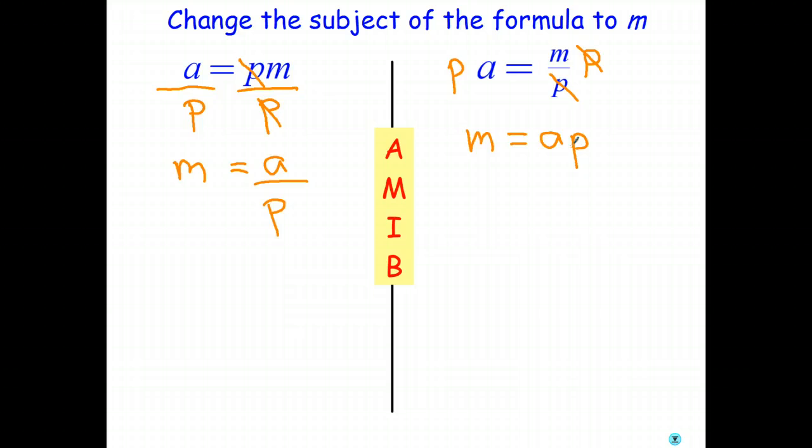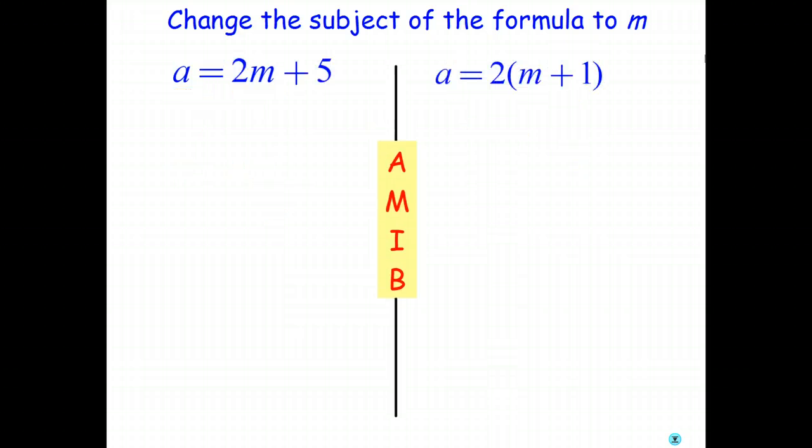Okay, now we'll move on to two-step equations. This is when it starts to get slightly harder, but if you follow this sequence, it's not too bad. So the first thing we have to do is undo any adding or subtracting. So here m is multiplied by 2 and 5 is added. So we have to first undo the add 5. The opposite of adding 5 is subtract 5.